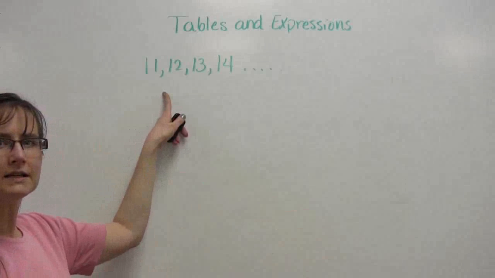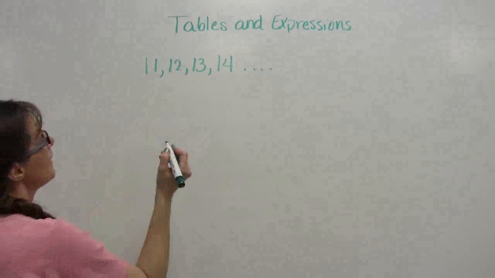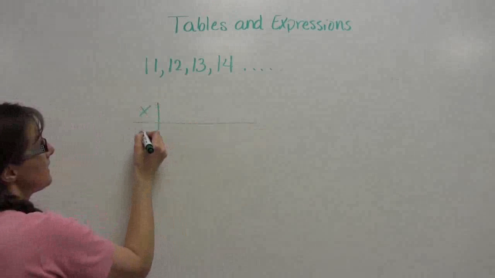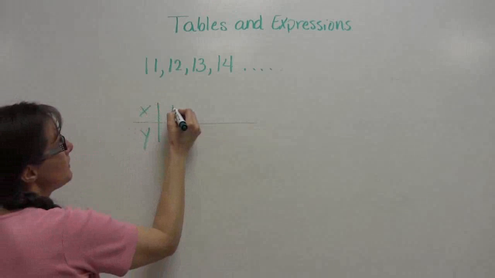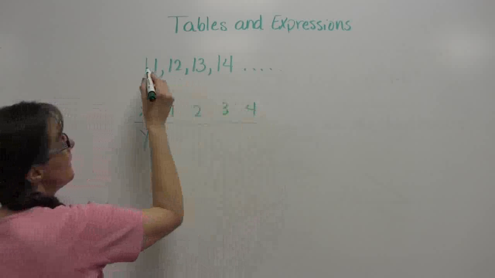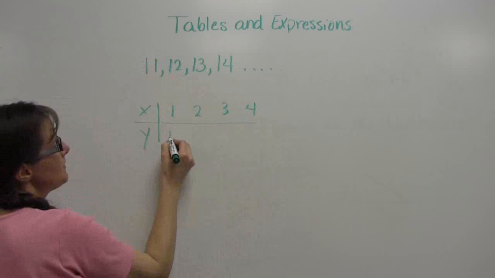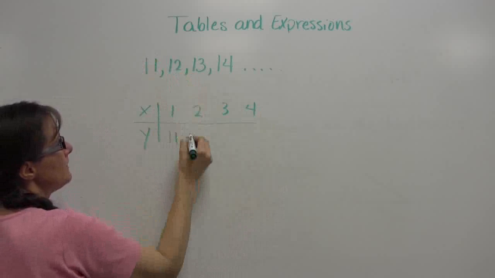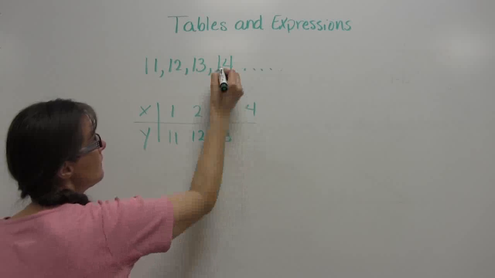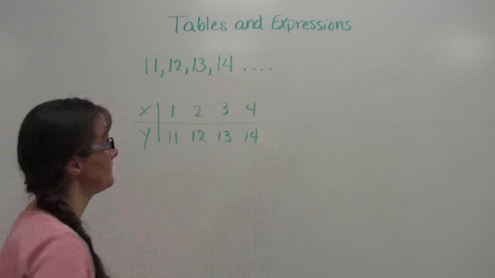A lot of times it's easiest to put these into a table, and when you put them into a table, you would have an X and a Y. This would be your first term, your second term, your third term, your fourth term. 11 is my first term, so it goes with the 1. 12 is my second term, so it goes with the 2. 13 is my third term. 14 is my fourth term.